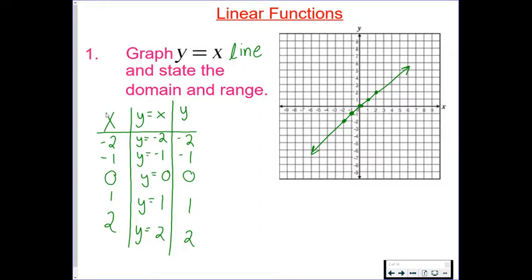Some other things we need to know about our graph: domain and range. Remember, domain from the last part of Chapter 1 was how far left, how far right. Well, my graph, since it has an arrow on both ends, goes from -infinity to +infinity for the domain as well as the range. So that's domain and range for a linear function.